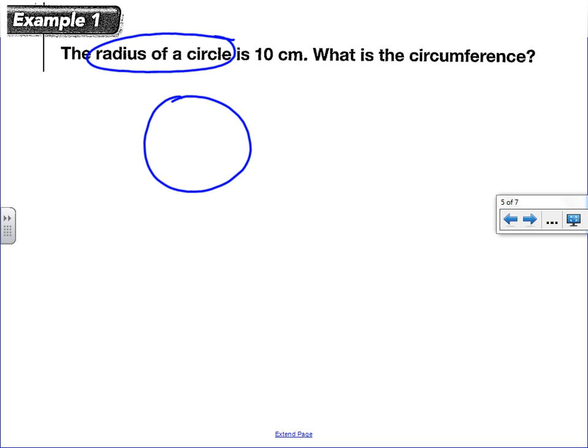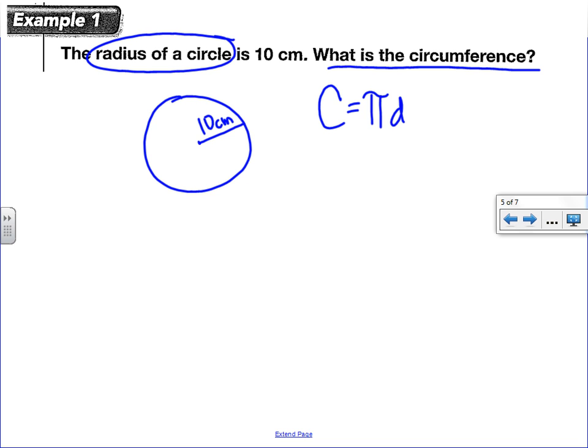Okay, so the radius of a circle, recall that a radius was the distance from the center of the circle to the edge of the circle, and they tell us that that distance is 10 centimeters. The question they ask is, what is the circumference? So we were just given the formula for circumference, which is C equals pi times diameter. Okay? So they want to know what the circumference is.